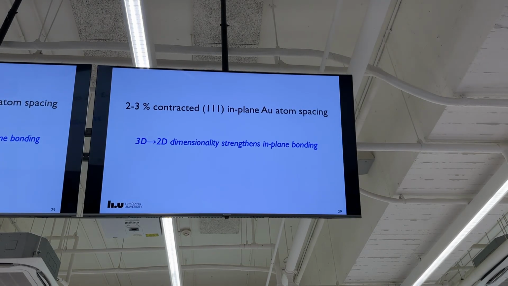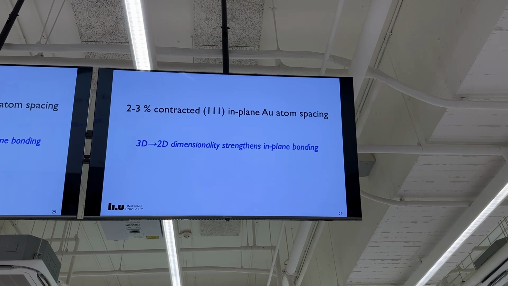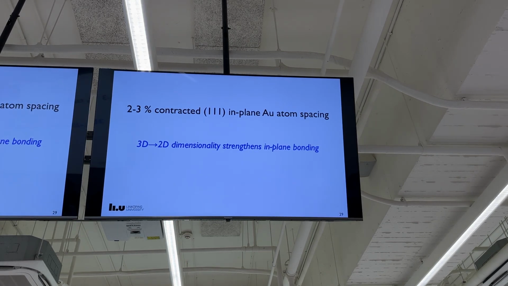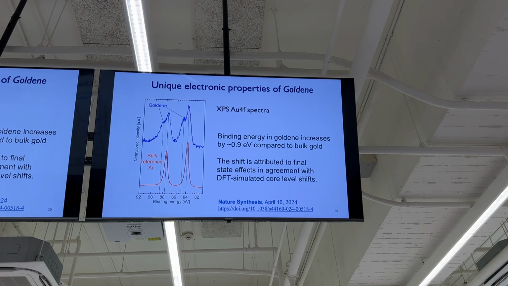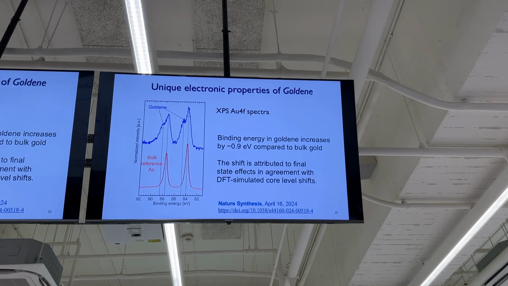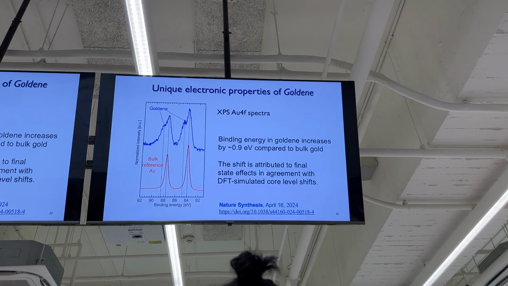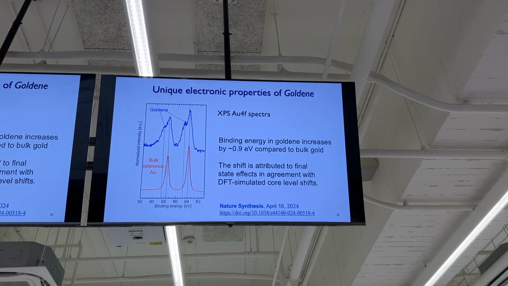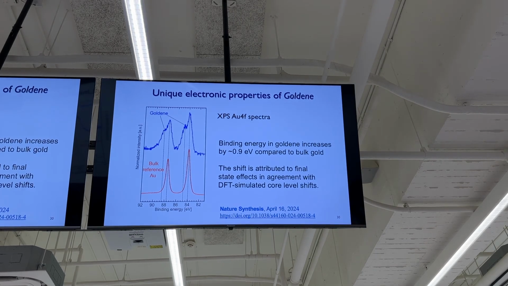Interesting properties. The lattice contracts up to 3%, because there are no atoms on top and on the bottom that keep atoms in registry, so it takes the opportunity to shrink. With X-ray photoelectron spectroscopy, we also see characteristic extra peaks from the goldene. That corresponds to an increase by 0.9 electron volts, quite a lot, for the strength by which the electrons are held by the gold atoms.